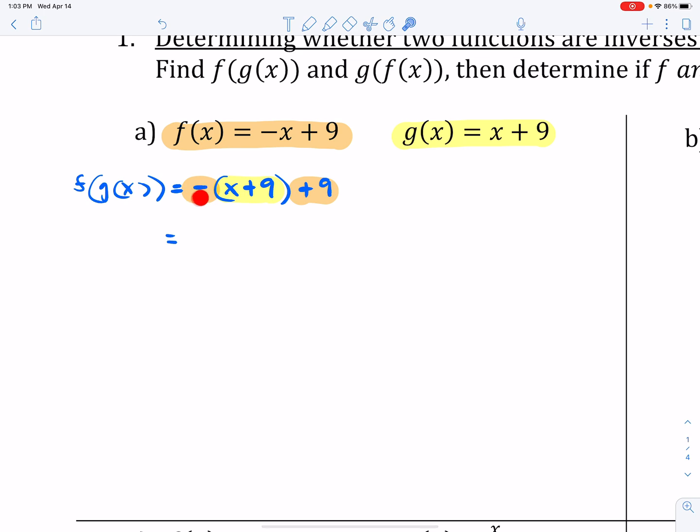I have a negative 1 out here, right? So I got to distribute that. Again, this is a negative 1 in reality. So I get negative x minus 9 plus 9. Well, my solution for the first one is negative x, okay? Make a note here. Negative x does not equal x, so it's not looking good already.